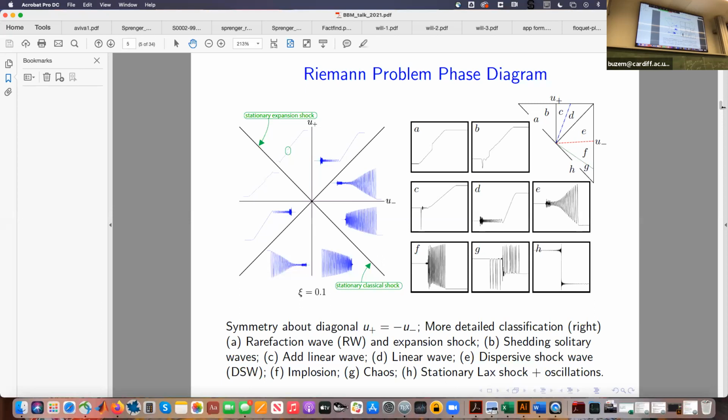I haven't written down the formulas, but for instance, between D and E, it's just U minus equals U plus, so this boundary is just the diagonal. But the blue, red and green boundaries, I think they all depend on xi, so they change the angle somewhat. U minus was the first one we found, and there's a separate argument for the threshold between E and F, where the implosion occurs. It does depend on xi, but it's a rather simple calculation.